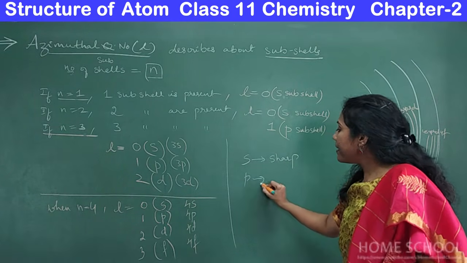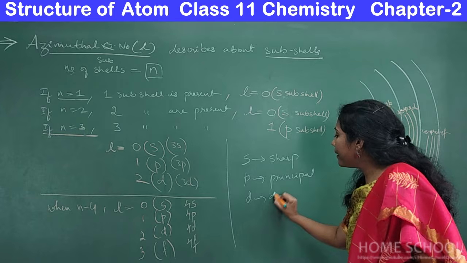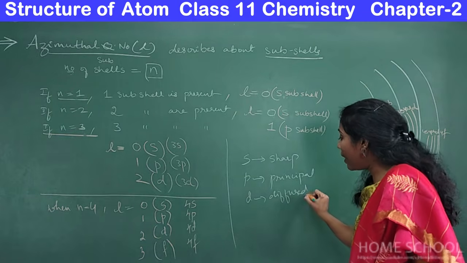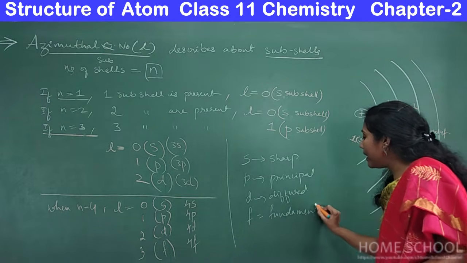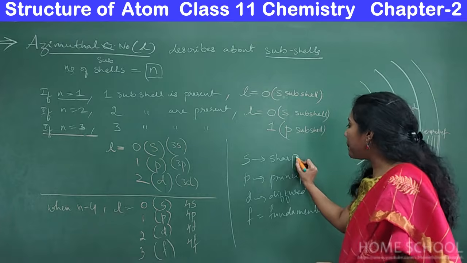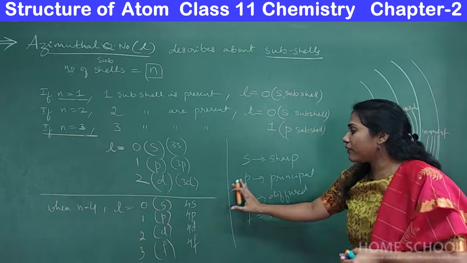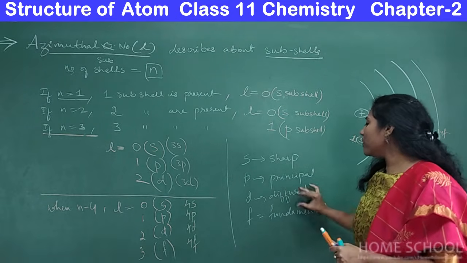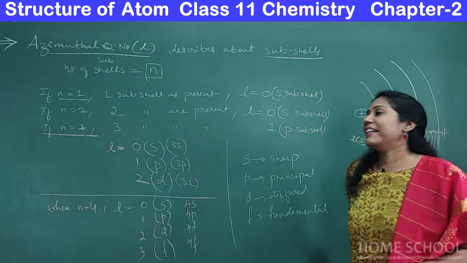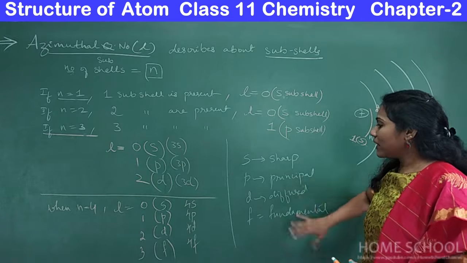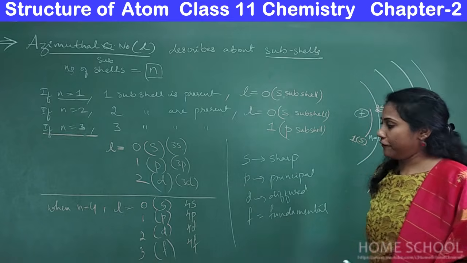p is nothing but principal, d is nothing but diffused, and f is nothing but fundamental. These are the actual elaborate names. So a sharp subshell, in short we call it s. A principal subshell, in short we call it p, like that. Don't worry about these names. They were kept based on spectrochemical analysis. Just for your knowledge, let it be. These are the full forms of s, p, d and f.